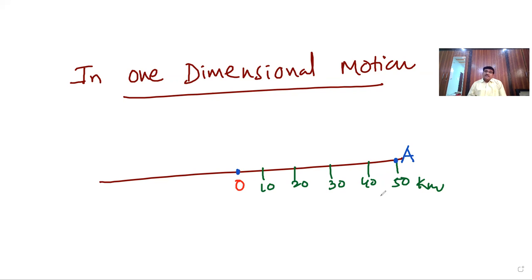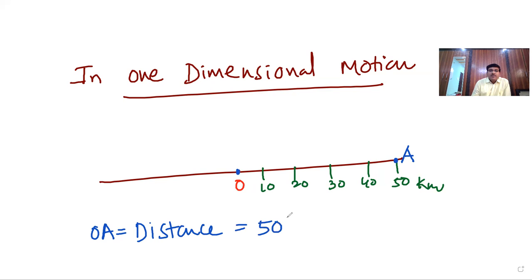What is the distance? OA is the distance. Clear? And what is the shortest distance in the straight line path? Shortest is also connecting the initial point O and the final point A, that is OA. That means OA is the distance. How many kilometers, initial to final? 50 kilometers is the distance.